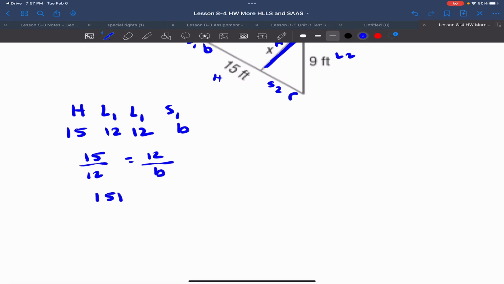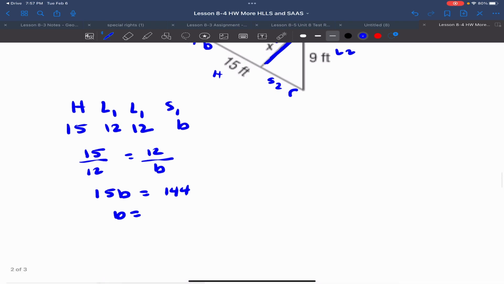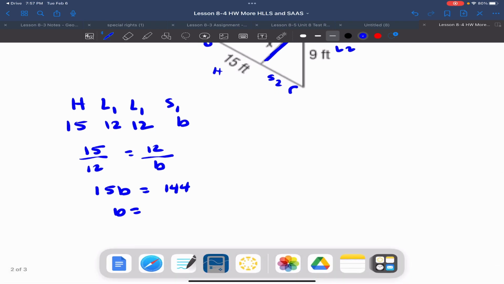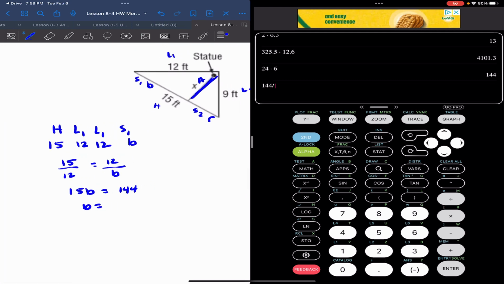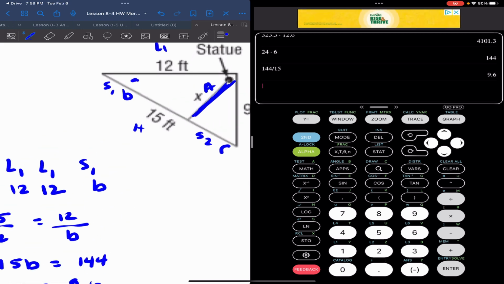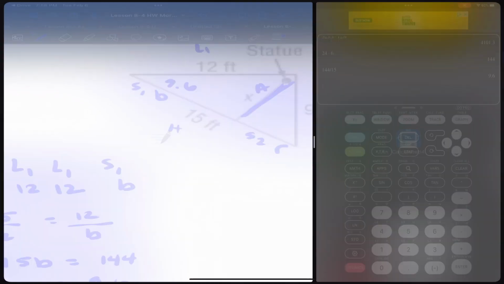So I have 15B equals 12 times 12, which is 144. So B is whatever 144 divided by 15 is. What is that? 144 divided by 15, hit enter, 9.6. Okay, so segment 1 is 9.6.